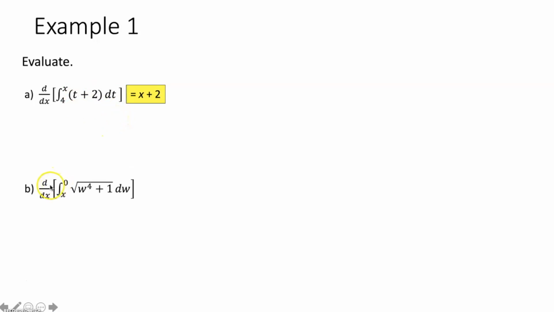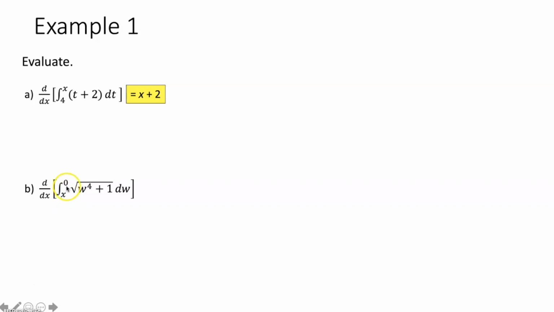Part B, same thing. I'm taking the derivative of this definite integral. And the first thing that should go off in your head is, I'm taking the derivative of an integral. That means I'm going to use the second fundamental theorem of calculus, which says that differentiation and integration are inverse operations. They cancel each other out. The only difference here is my lower limit of integration is a function in terms of x, and my upper limit of integration this time is a constant, where they're supposed to be flipped.